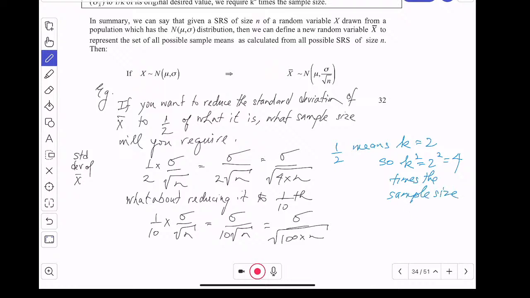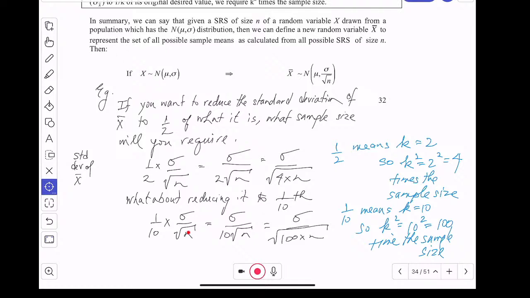So that's how you use that rule. 1/2 means that k is 2, so k squared is 4 times the sample size, and this is why. One-tenth means k is 10, so k squared is 10 squared, which is 100 times the sample size. And it's all because of that square root sign. To get into here, you have to square the result, or the k. That's how the square root sign affects things.